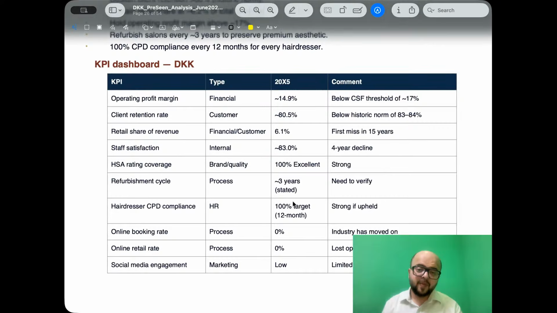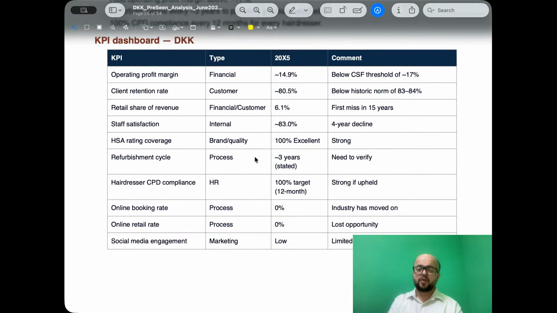Now, the KPI dashboard of DKK. Let's understand: operating profit margin is below the CSF threshold of roughly 17%. Client retention rate, historically it was 83 to 84%, now it has fallen to 80.5%. Retail share of revenue is the first miss in 15 years. You were always at 6.2%, now it has dropped to 6.1%.